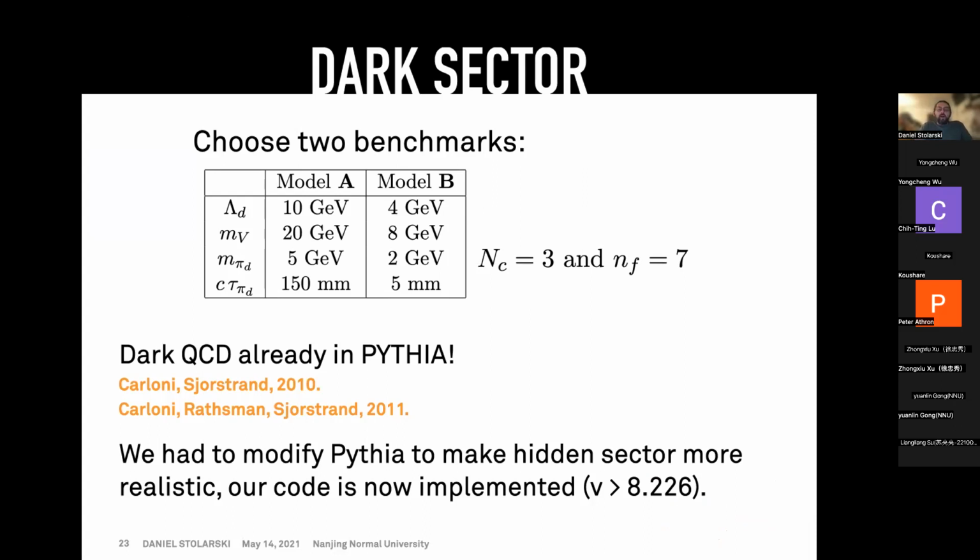But luckily, dark showering and hadronization was already in Pythia as of 2010, 2011, so long before we started doing this. We had to modify Pythia to include some effects that weren't initially included, but those are also now included. So if you just download Pythia out of the box, it will do dark QCD, no problem.